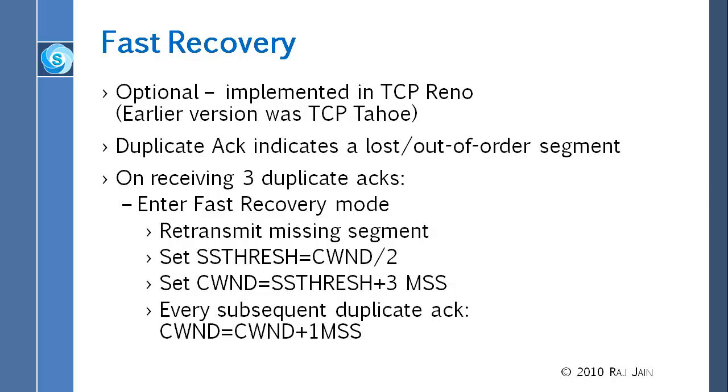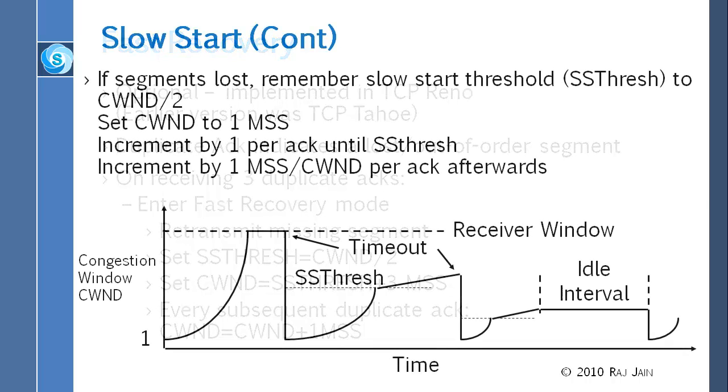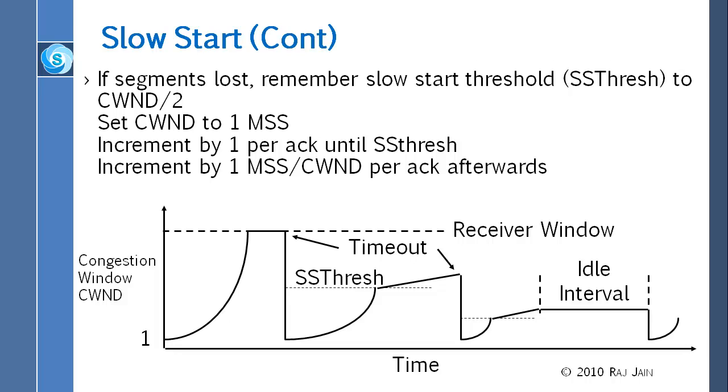So TCP Reno has this modification where if you get 3 duplicate ACKs, then you retransmit the missing segment, set the SS threshold to half, set the window to half plus 3, and then you go from there. Basically, you don't have to wait until you time out. When you lose a packet, several things happen. The receiver is still waiting that hopefully it will show up.